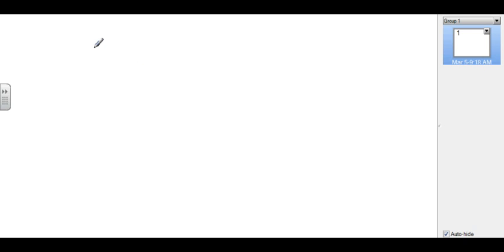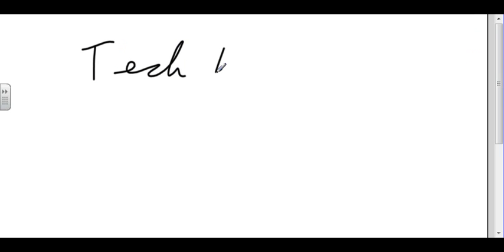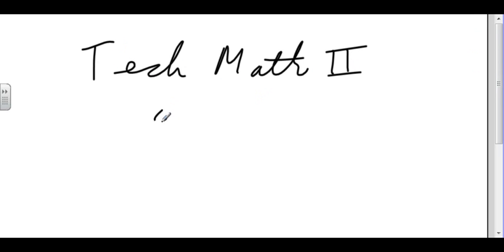This is Tech Math 2, and we're in section 6-1. And we're solving systems of linear equations.